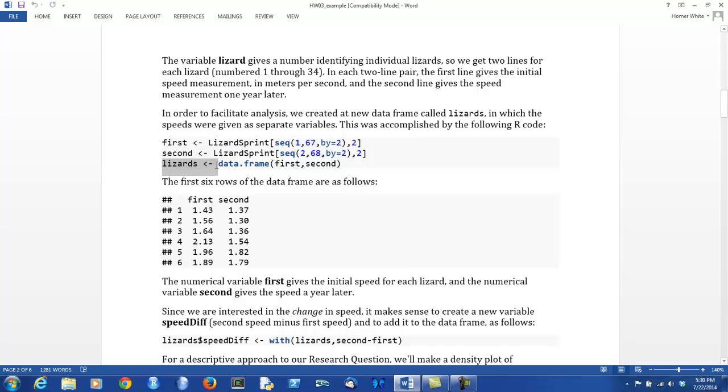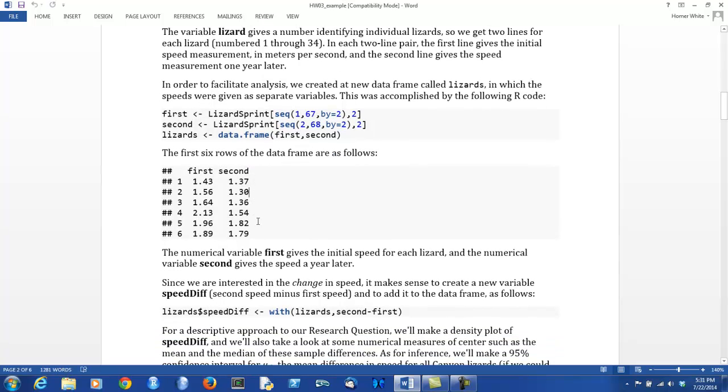And if you were to print out the first 6 lines of this new data frame, you'll see that it has a somewhat different structure. Each line now corresponds to one lizard and to everything we know about that one lizard. Lizard number 1 ran 1.43 meters per second at the beginning of the study and 1.37 meters per second 1 year later. Same for all the other lizards in the study. There would be 34 lines in this new data frame, lizards.